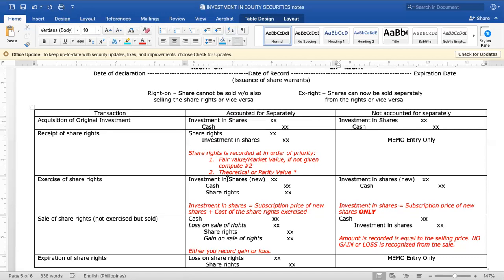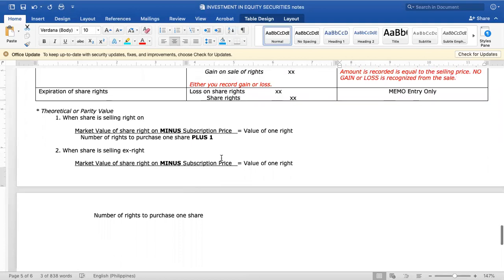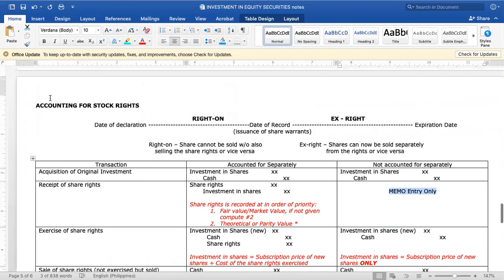Now, in not accounted for separately, because the shares and the rights are not accounted for separately, there's no entry for the rights. It's just a memo entry that the shareholder has 10,000 shares and received 10,000 stock rights, which he can use to purchase other shares within a limited time. So how do we compute the theoretical or parity value? We have two formulas.